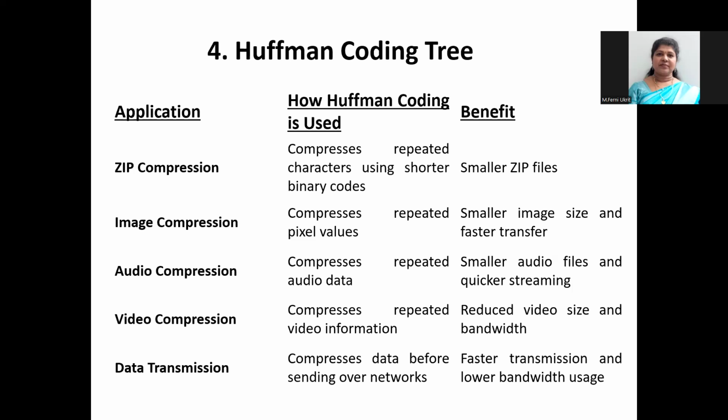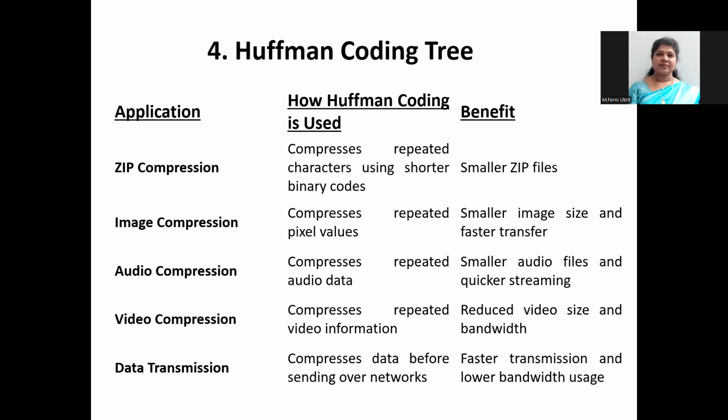Then image compression. An image contains some repeated pixel values. Huffman coding will compress these repeated values efficiently. For example, if it is a black and white image, white pixels occur very frequently, so they get shorter codes, and black pixels occur less frequently, so they will be assigned longer codes. The benefit is that it reduces the image file size, so there will be faster transmission and it will also save storage space.